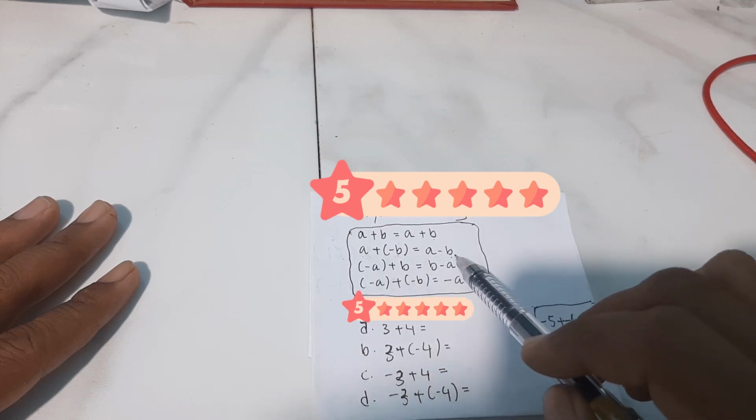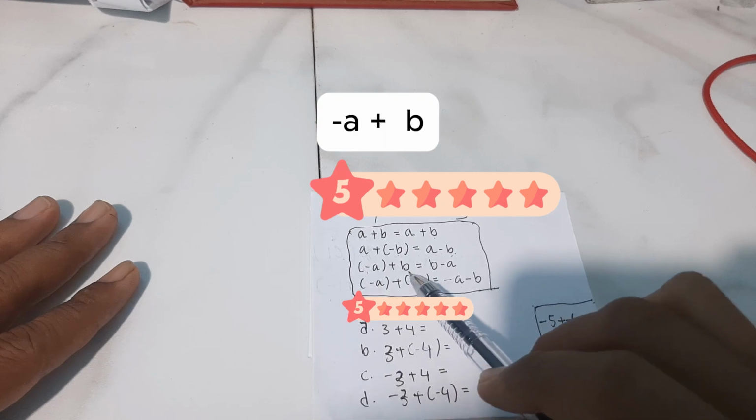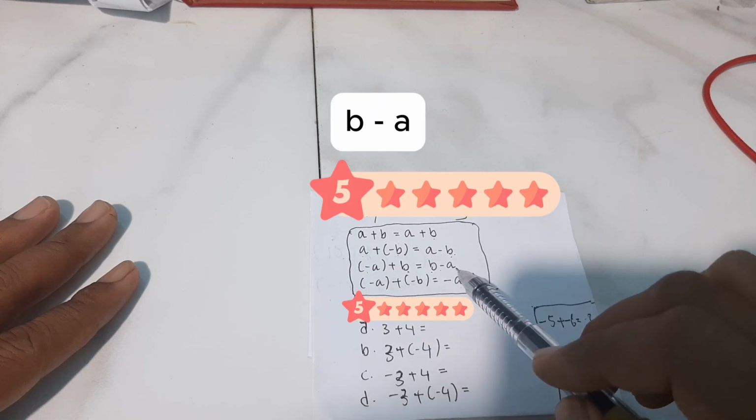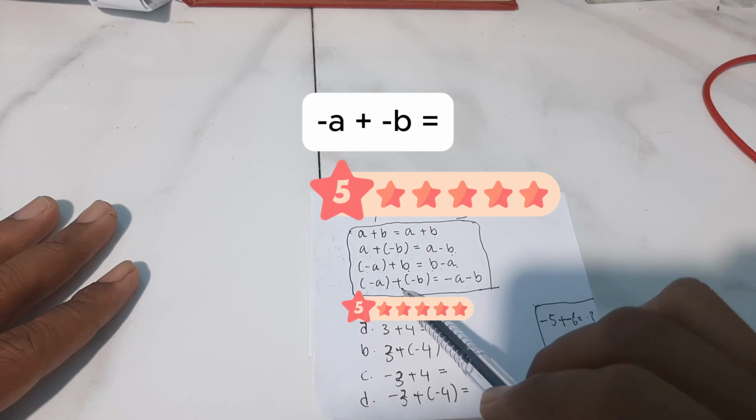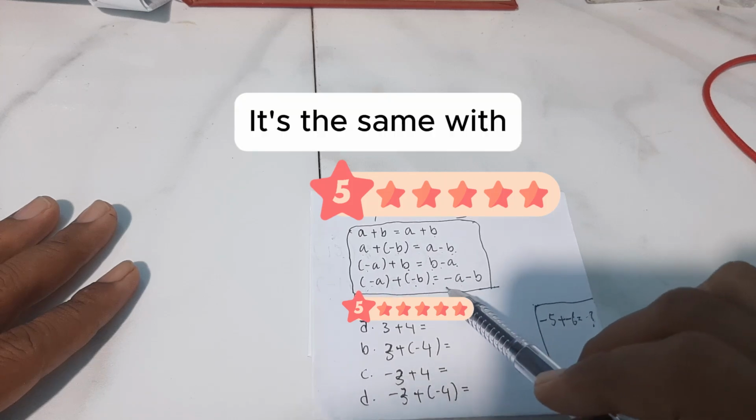ab. The third rule, a plus b, is the same with ba. Then the fourth rule, a plus b equals, is the same with ab.